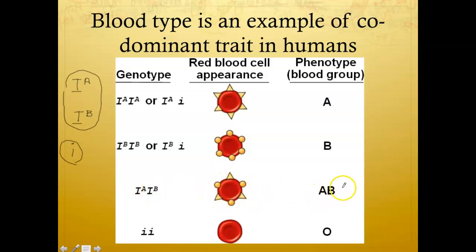You would get type AB blood, and the only way you could be type O is to have two recessive alleles. This is a recessive allele, so if there's a dominant allele anywhere here, the recessive allele is not going to get expressed.